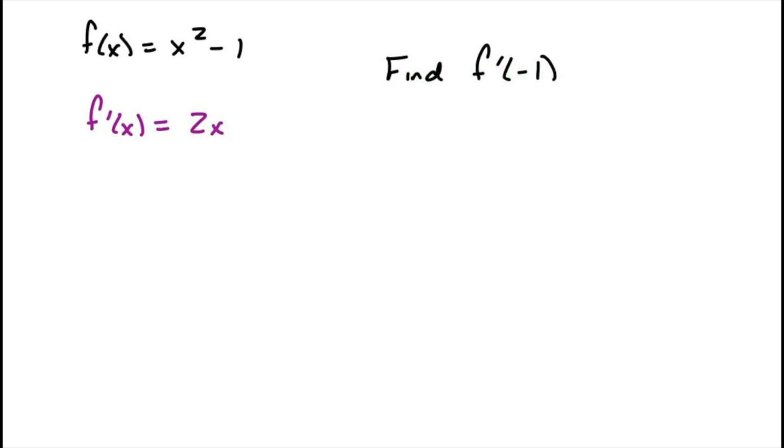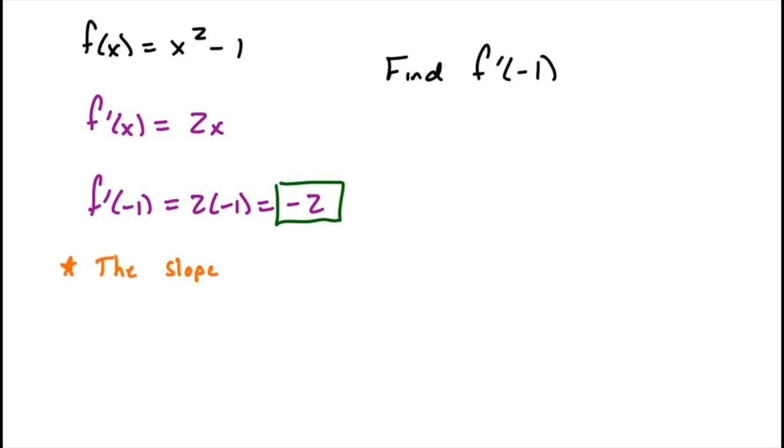We already have the derivative function, which tells us the slope at any value of x we want. So we can just plug in negative 1 and find that f prime of negative 1 is equal to negative 2. That's simple enough, but let's investigate and really hammer home what this means. This tells us the slope of the tangent line to f of x equals x squared minus 1 at x equals negative 1 is negative 2.